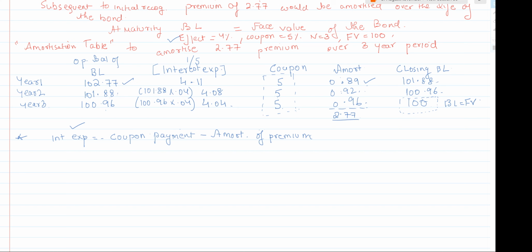Coupon minus amortization of bond liability is the interest expense for the second year, and 5 minus 0.96, where 0.96 is the amortization of bond liability for the third year, is the interest expense for the third year, right? So interest expense equals coupon payment minus amortization of premium for a premium bond.